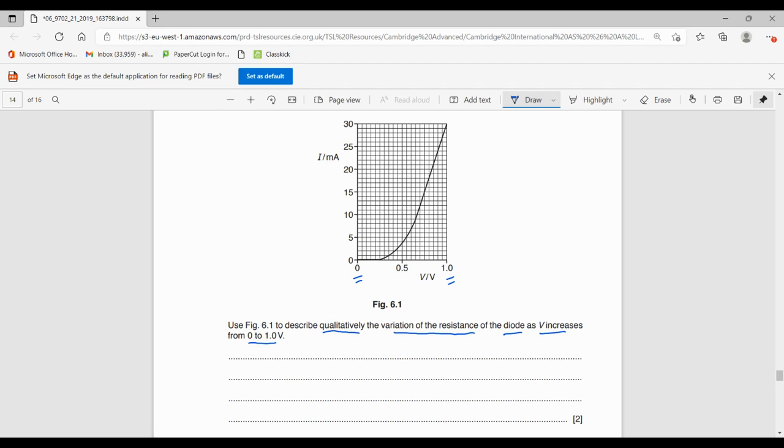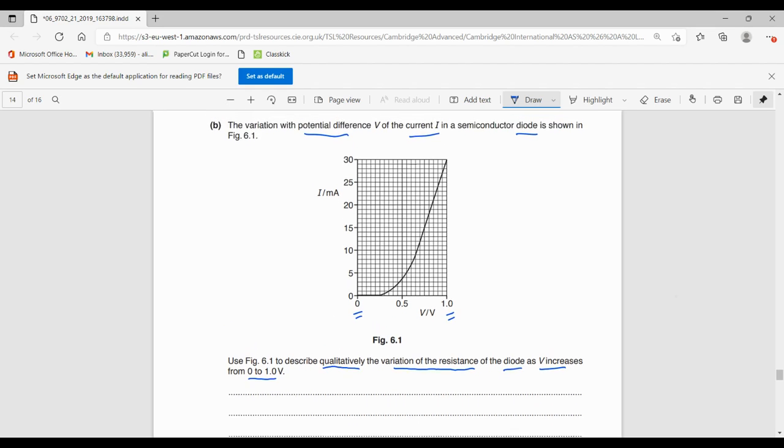Qualitatively means we have to describe the behavior or the change in resistance. There are two terms used in questions sometimes: one is quantitative, one is qualitative. When a question asks quantitative, that specifically means we have to give our answer using some numbers or specific values. For example, a quantitative explanation of resistance would mean that we give some values of resistance, but here it's qualitative, which means we can just describe using words what is happening to the resistance without needing to calculate it.